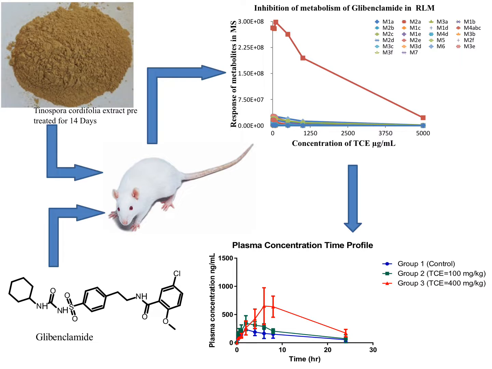That means Tinospora cordifolia, because of its ability to inhibit the metabolic enzymes for which glibenclamide is a substrate, reduces the metabolism of glibenclamide. Because the metabolism of glibenclamide has been reduced, there is increased bioavailability of glibenclamide. That means a higher amount of glibenclamide is available in the systemic circulation.